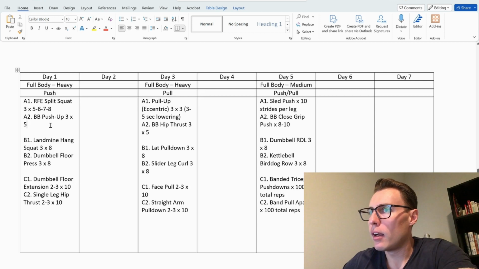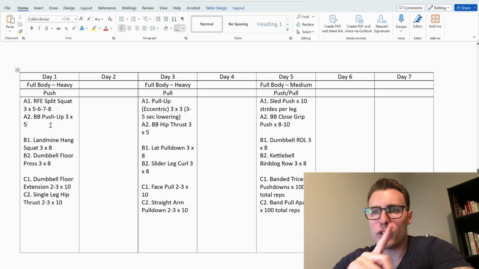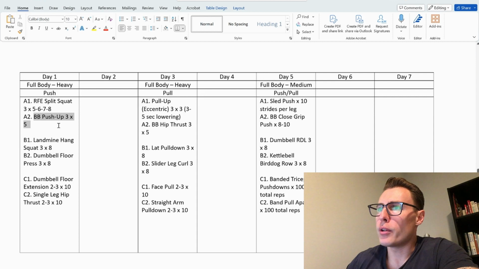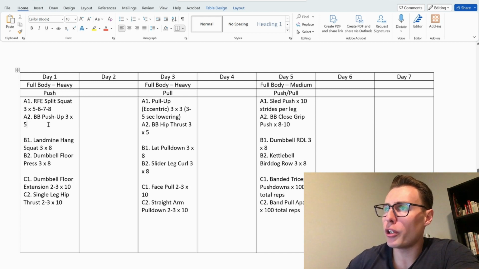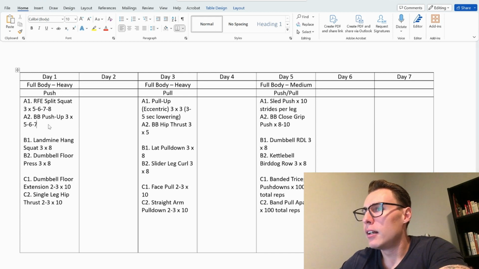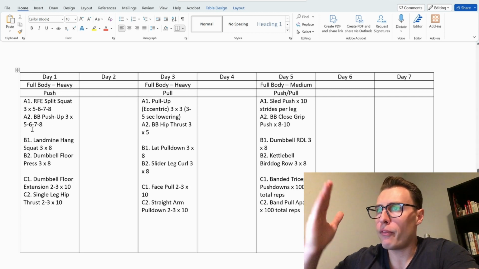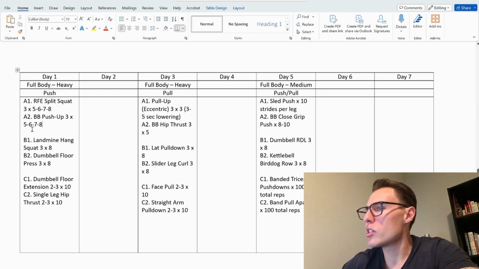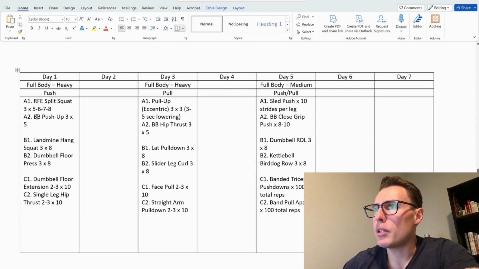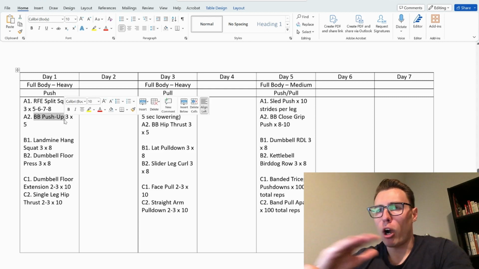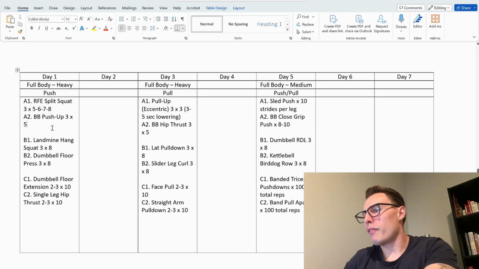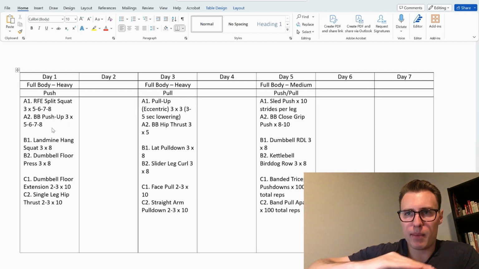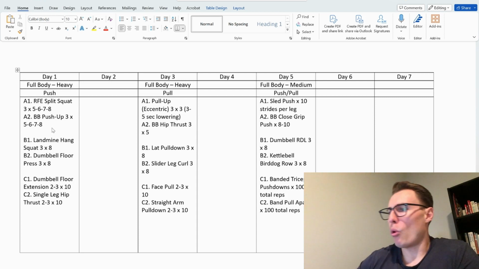Same idea with the barbell push-ups. You can do one of 2 things here. If you're doing 3 sets of 5 for barbell push-ups and you want to keep this a heavy day, you could use the same protocol as the split squats, adding a repetition every week, going from 5 to 8 over the course of a 4-week phase. Or you can keep the barbell set at the same height for the progression from 5, 6, 7, 8, but you would add a repetition and do more.